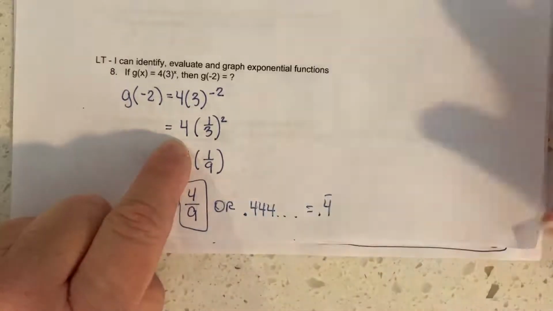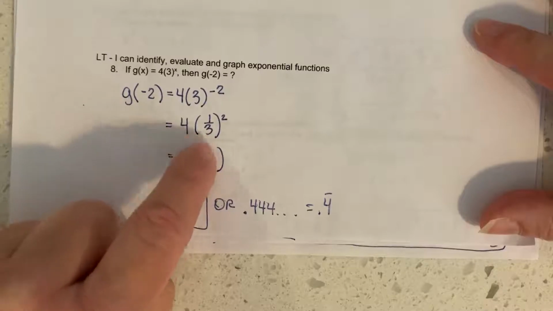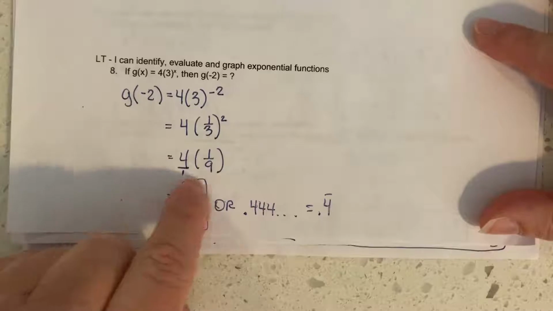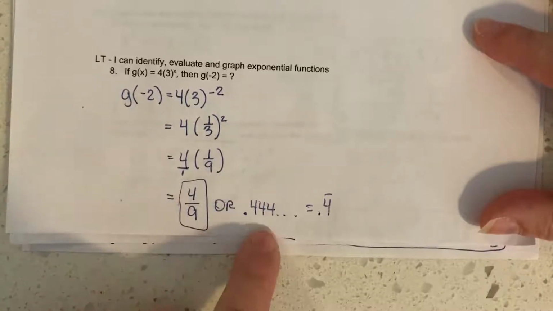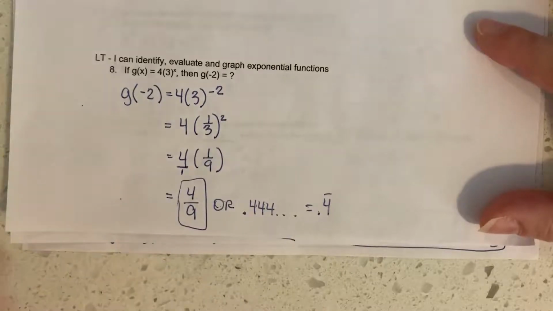But I had some students who just divided that in a calculator and then squared it and then did times 4, and that works. They got 0.444, which rounds to 0.4 repeating. But what I did, I just squared 1/3. So 1 times 1 is 1. 3 times 3 is 9. 4 you put over a 1, and then it's 4 over 9. But 4 over 9 actually still does reduce to this. So any of these answers are correct.